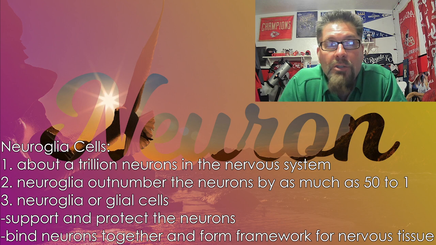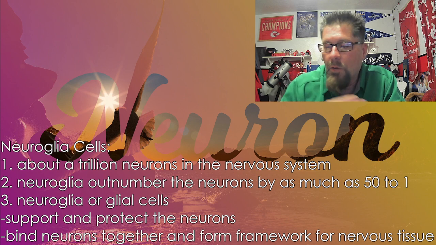The neuroglia cells provide all those roles, and you can see that they outnumber neurons 50 to 1, and they just have a lot of functions. There are 6 types that we're going to see, and we'll go over those types and what their roles are.